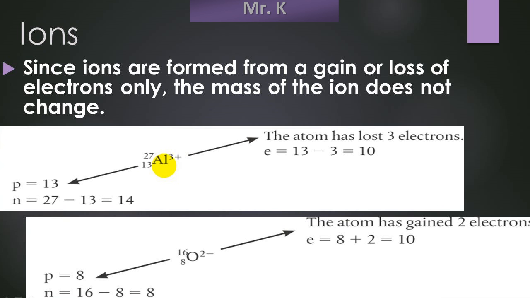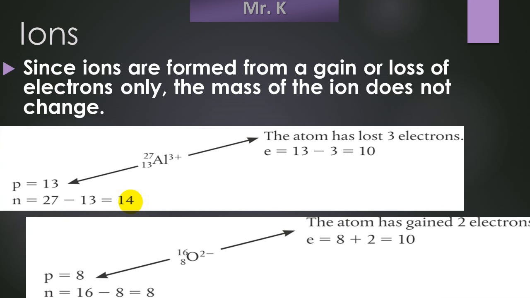It's written the same way as we wrote the aluminum atom, except we put the charge here in the top right-hand corner. This is for aluminum-27, so its mass number stays the same, its atomic number stays the same, the number of protons doesn't change, but because it now has a charge, the number of electrons has changed. So the protons are still 13, and the neutrons for aluminum-27 is still 27 minus 13.